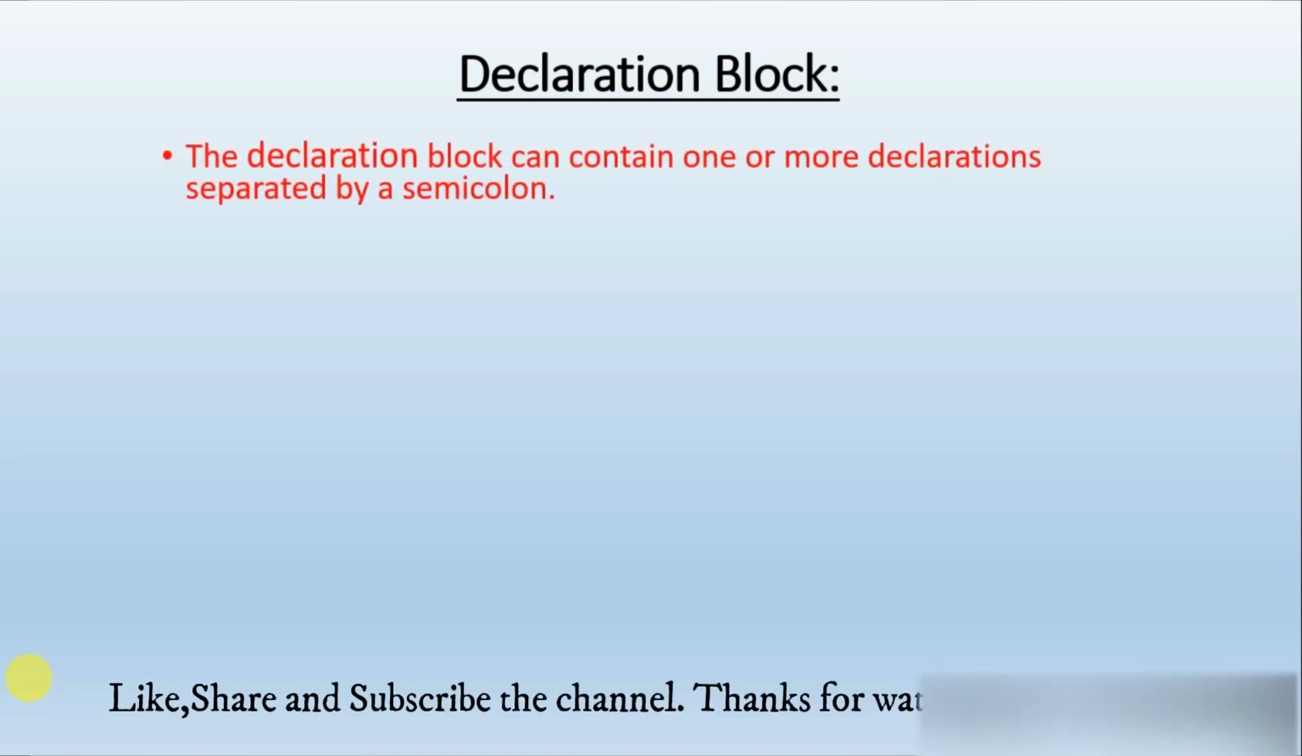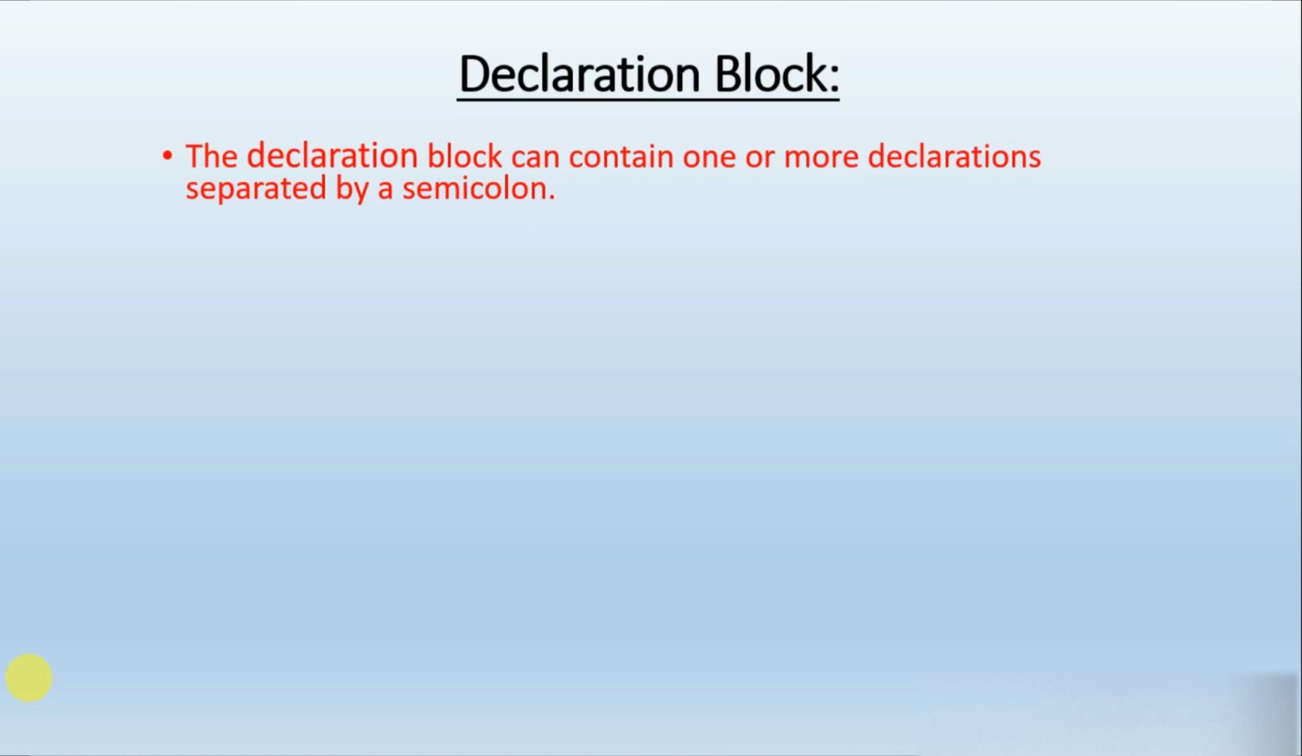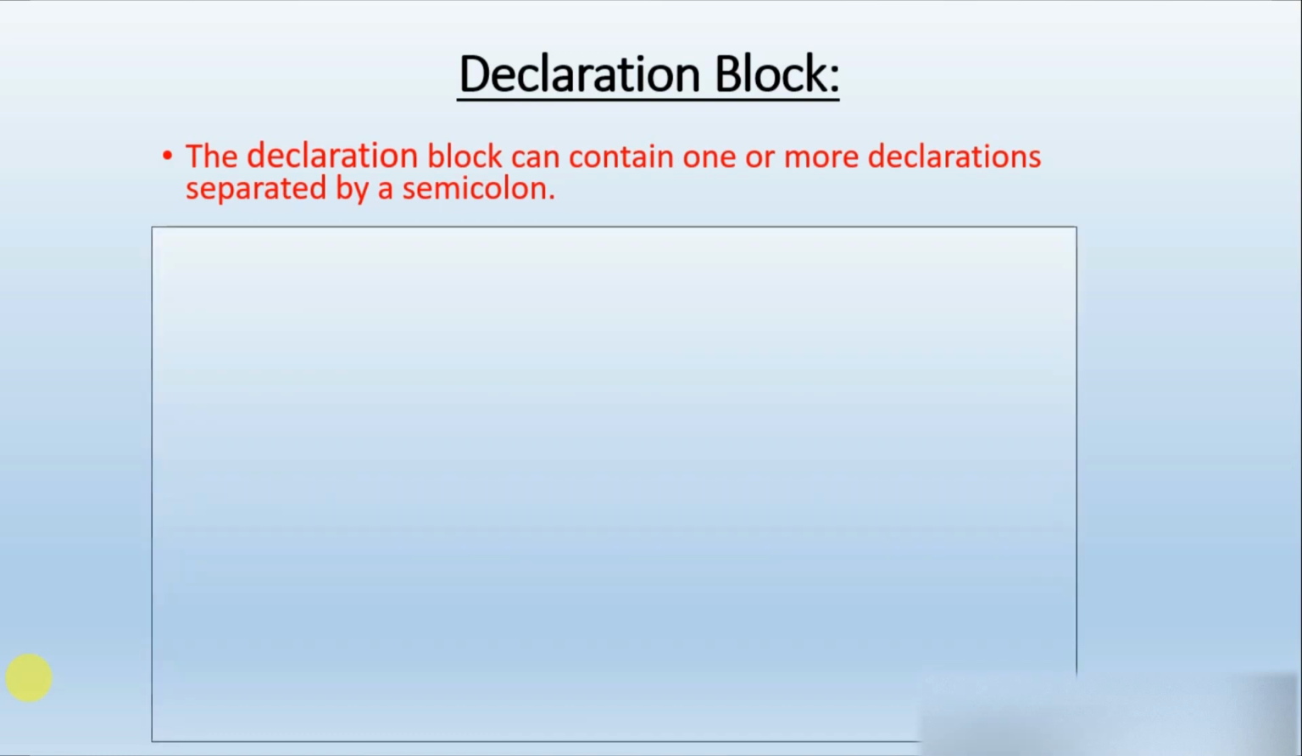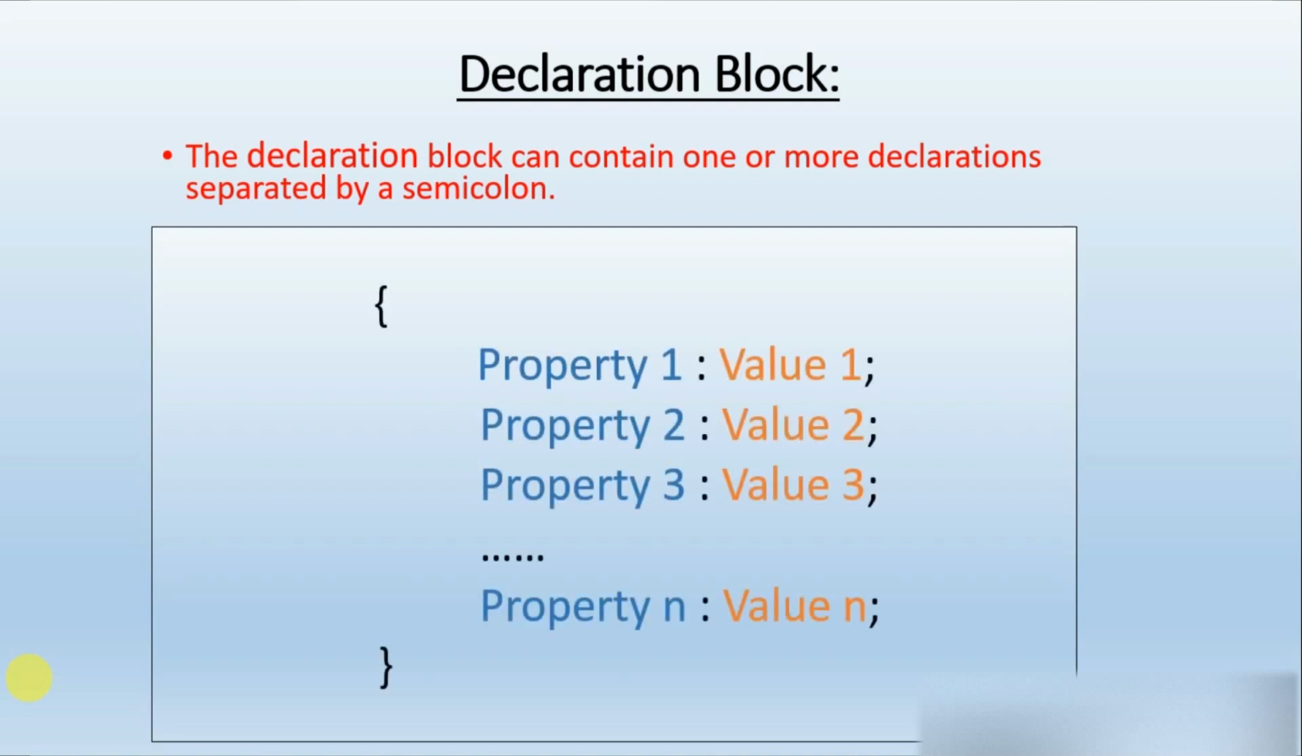What is a declaration block? The declaration block can contain one or more declarations, and we can separate them by a semicolon. So what do we mean by declaration? A block can contain one or more declarations. That means if I have one element and I'm not satisfied by putting one property, two properties, I can put n number of properties on that particular element according to my need.